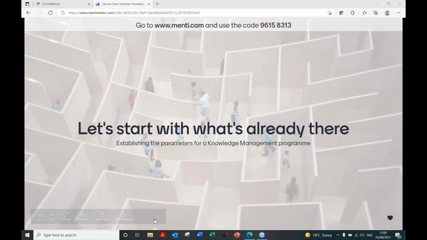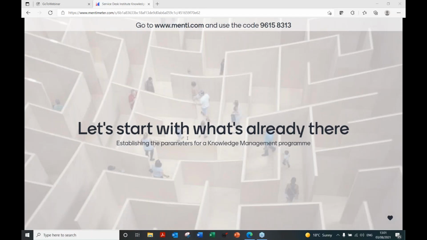Fantastic. Thank you very much indeed. You should be able to see there's a note to go to www.menti.com and use the code 96158313. If you'd like to pull out your mobile phones and do that, then you'll be able to respond to the poll that I'm going to launch in a little while. I don't know how many of you have used Mentimeter. It's one of those new pieces of software that's come around in the last few years, but it's a great way of engaging people either in presentations or indeed just in general.